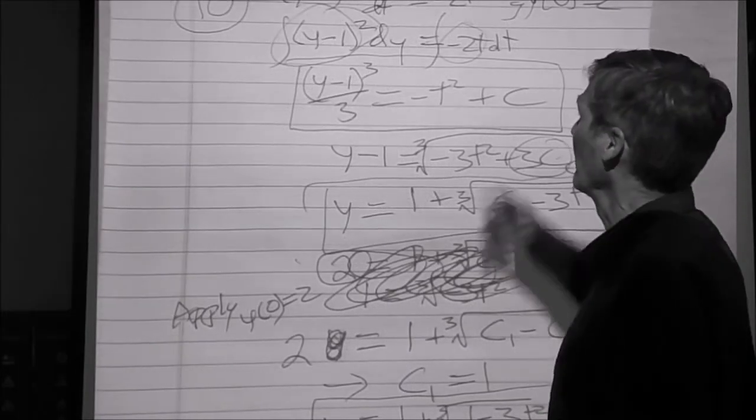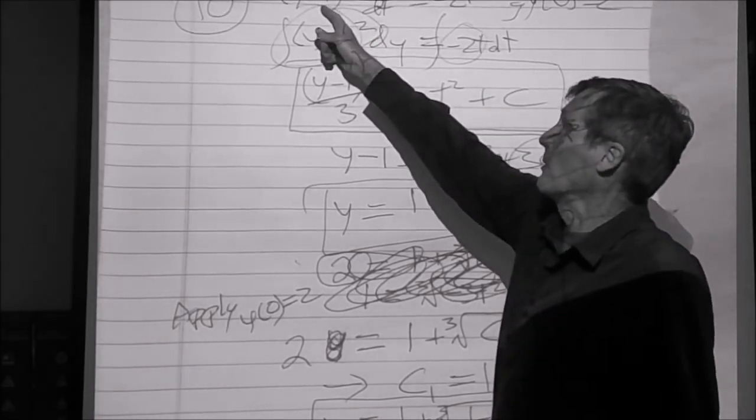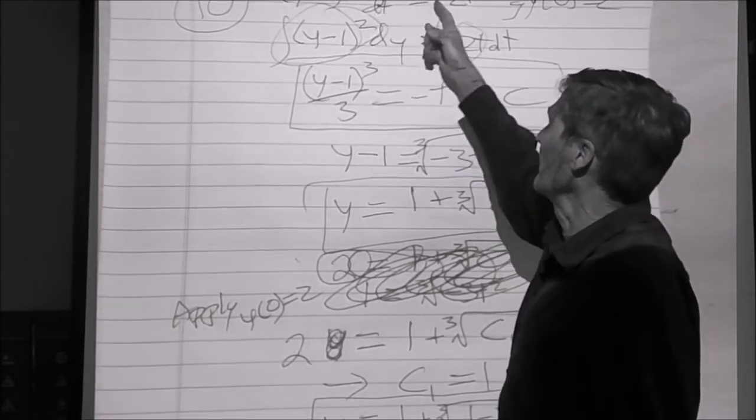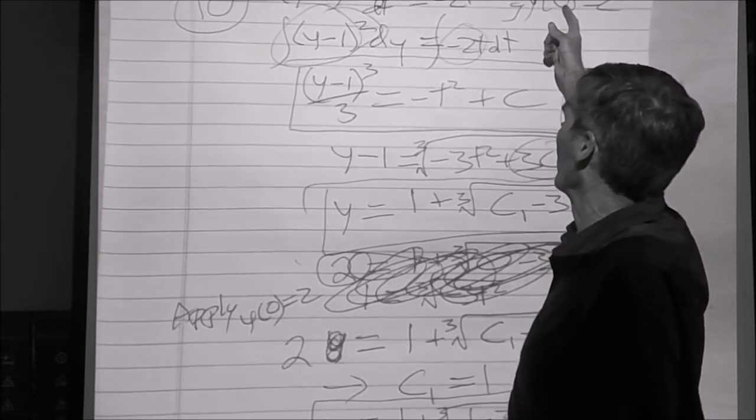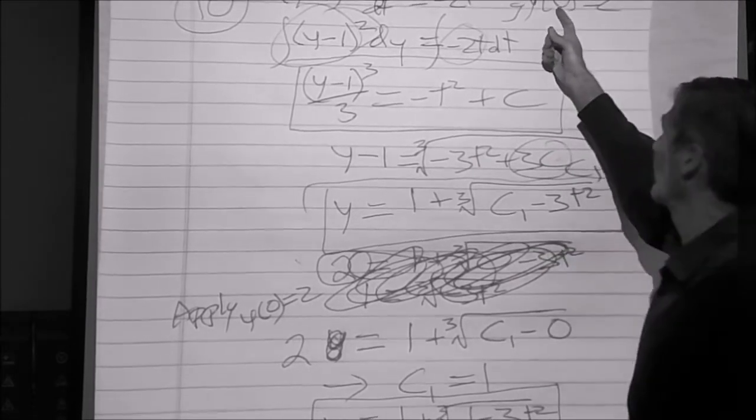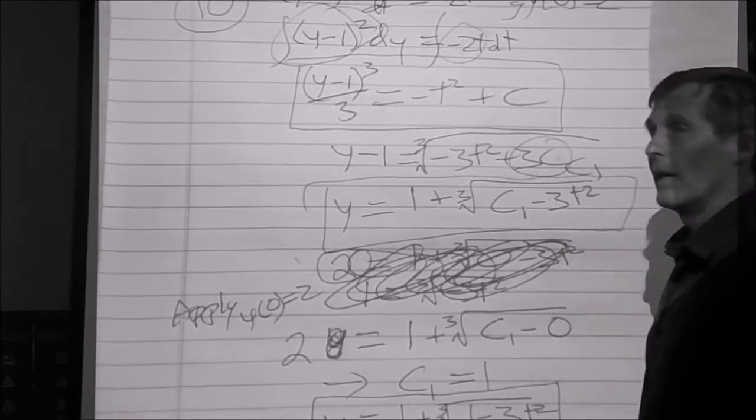Here's number 10. This is an existence and uniqueness problem. Suppose I have the differential equation y minus 1 squared dy dt equals minus 2t, together with the initial condition, y of 0 equals 2. How can I solve that?